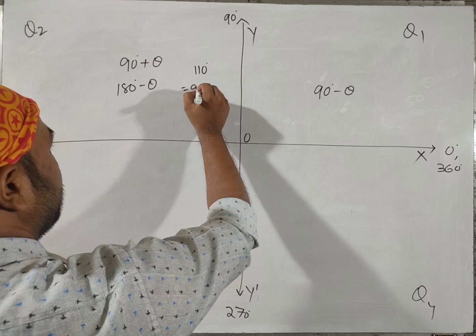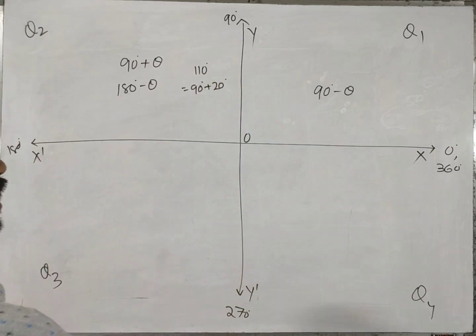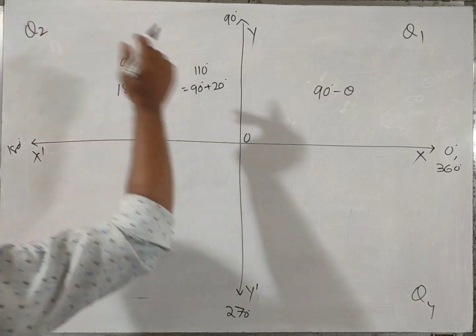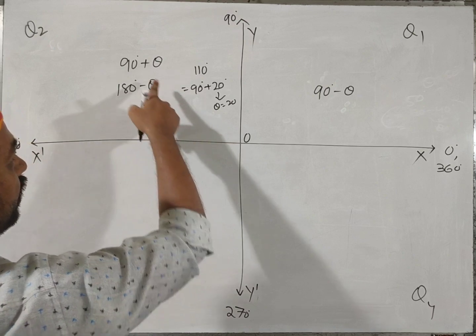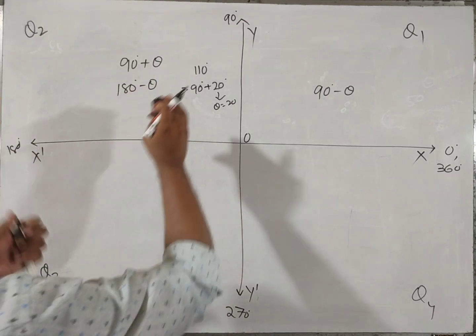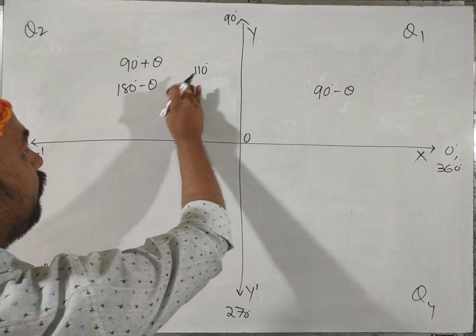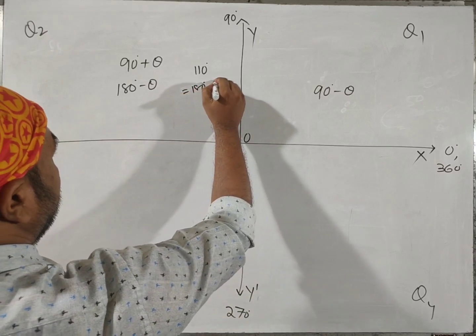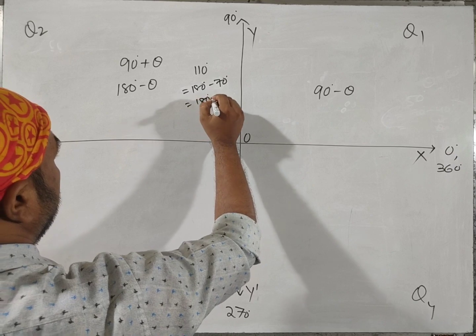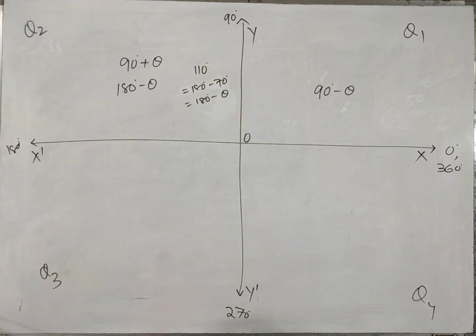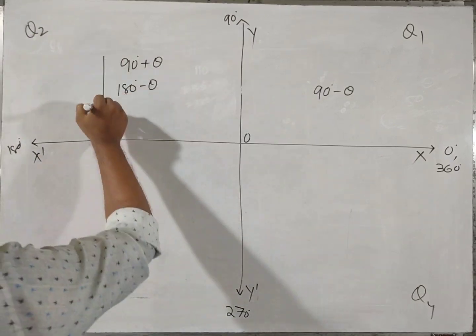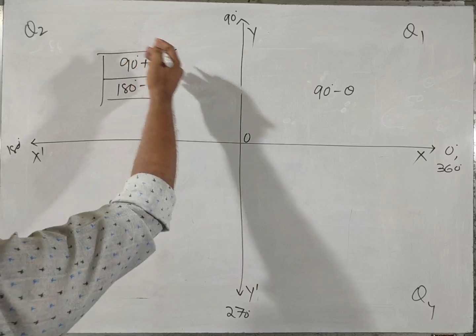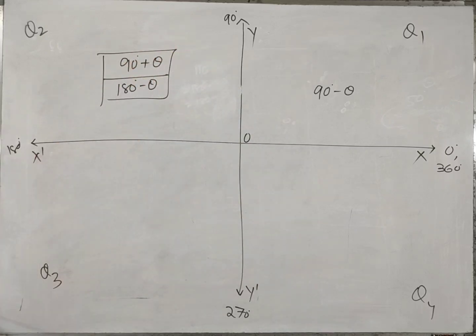Similarly, suppose there is an angle of 110 degree. Then it can be expressed in the form of 90 degree plus 20 degree because it lies in the second quadrant. So here theta is equal to 20 degree. It can be expressed in the form of 90 degree plus theta. It can also be represented in the form of 180 degree minus 70 degree. So it will be in the form of 180 degree minus theta. Here theta is equal to 70 degree. So each and every angle present in the second quadrant can be expressed in both forms, either in the 90 degree plus theta form or in the 180 degree minus theta form.